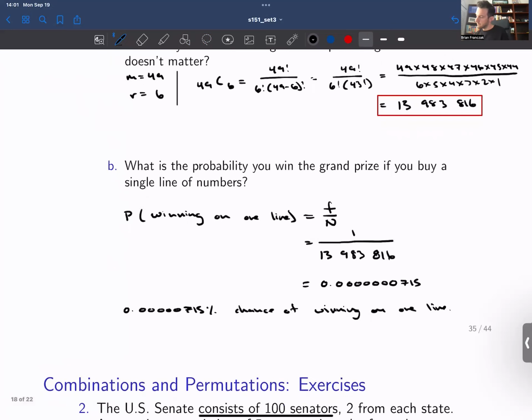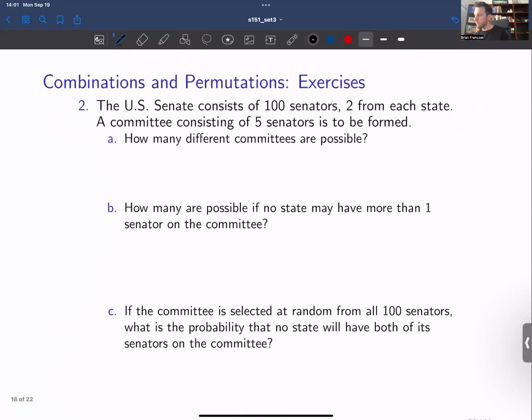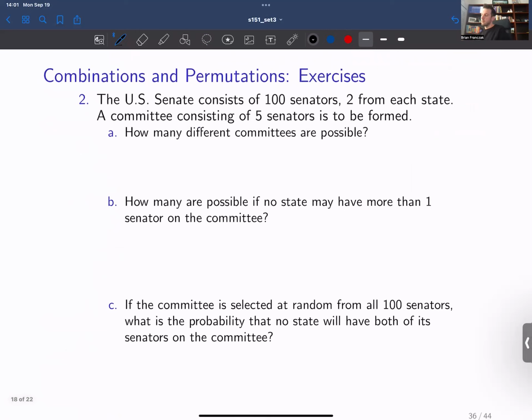All right. In the second problem, we have the US Senate consists of 100 senators, 2 from each state. A committee consisting of 5 senators is to be formed. How many different committees are possible? All right. So in this problem, we want to figure out how many different committees of size 5 can be formed from 100 total senators.